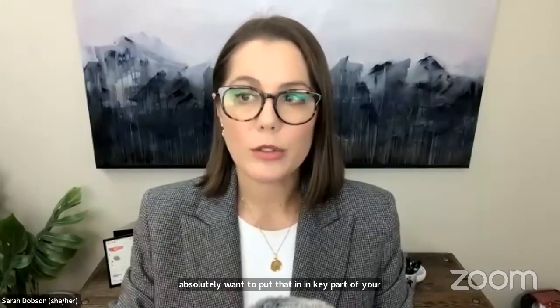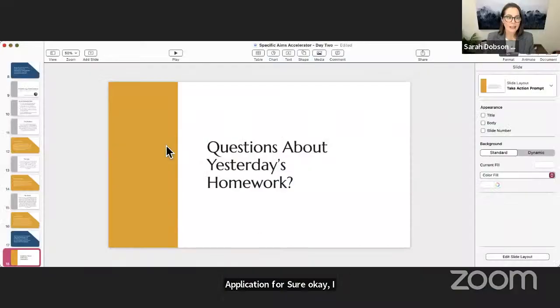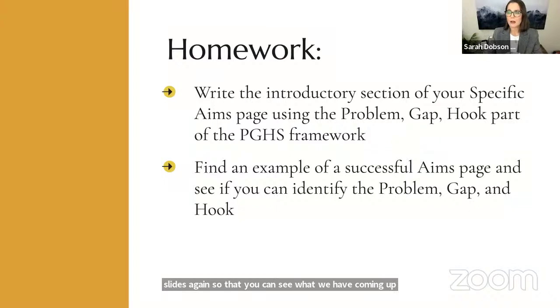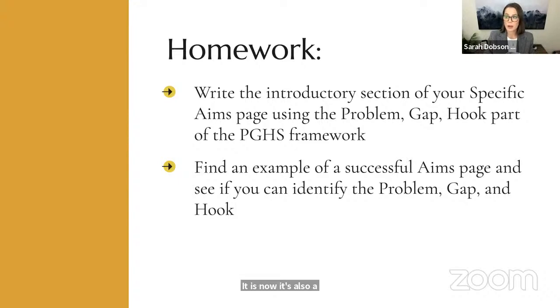Okay, I am going to pull up my slides again so that you can see what we have coming up homework wise. There was a bit of a glitch yesterday. We were not able to send out your notification that yesterday's lesson was up in the course area. It is now. It's also published in your podcast feed. So for those of you who are subscribed to the private podcast feed, it's there for you already. We will have this out for you today, probably within about 90 minutes of the time that we end today's session.